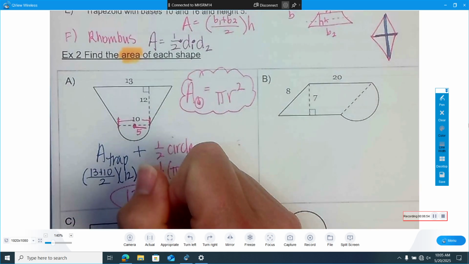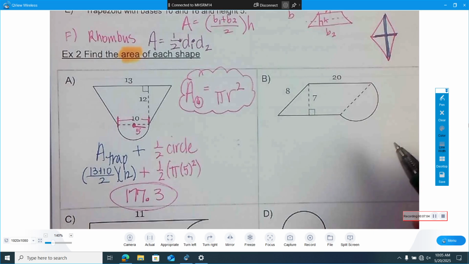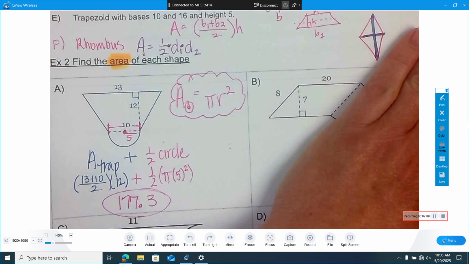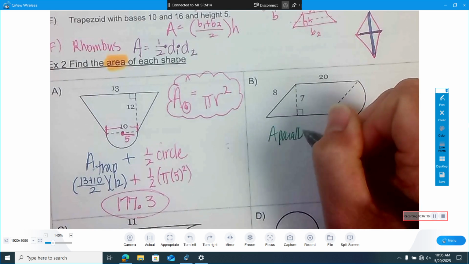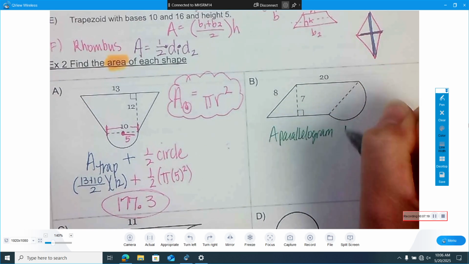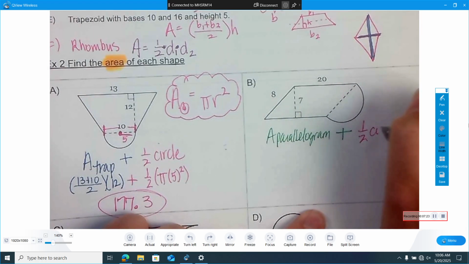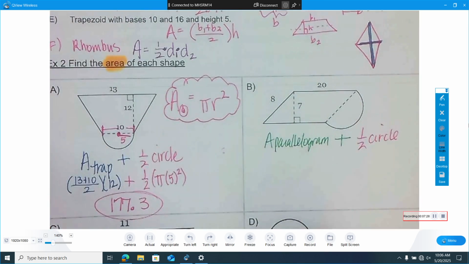Okay, units squared. All right, in letter B, what two shapes do we have? What's this shape? Parallelogram. The area of a parallelogram plus, what else? Half of a circle. All right, so the area of a parallelogram is simply base times height.